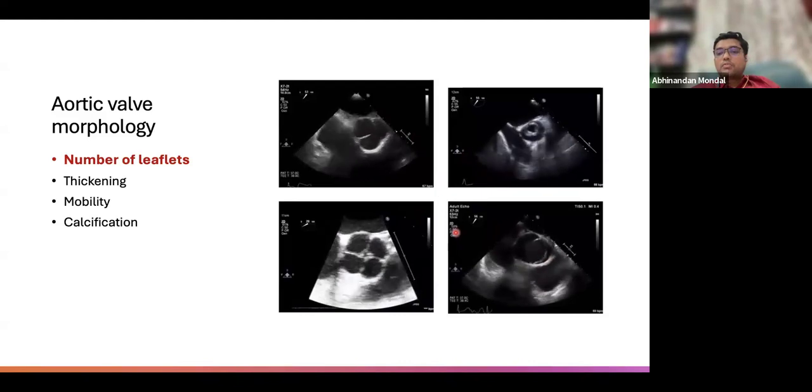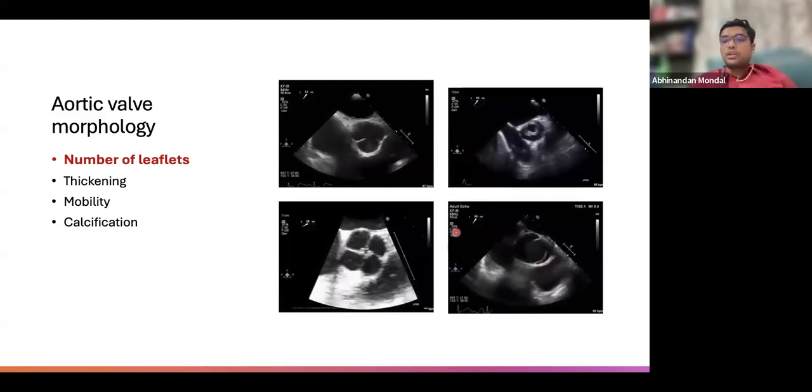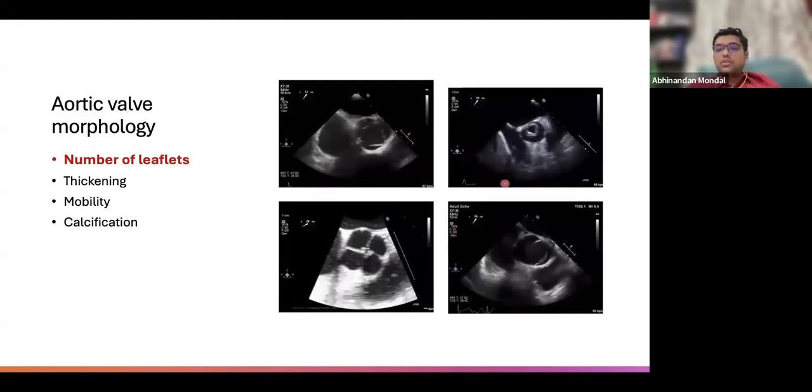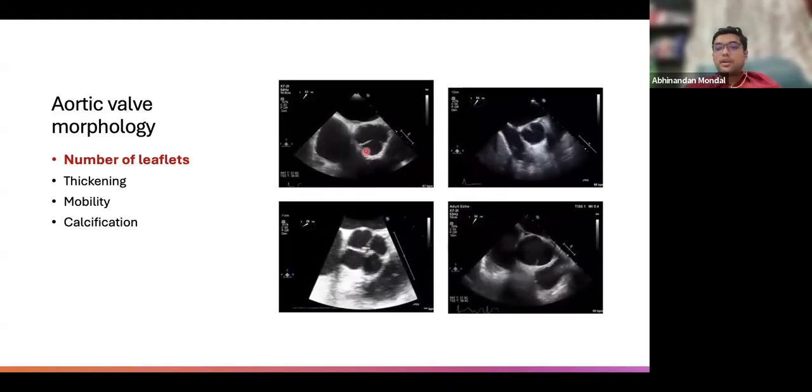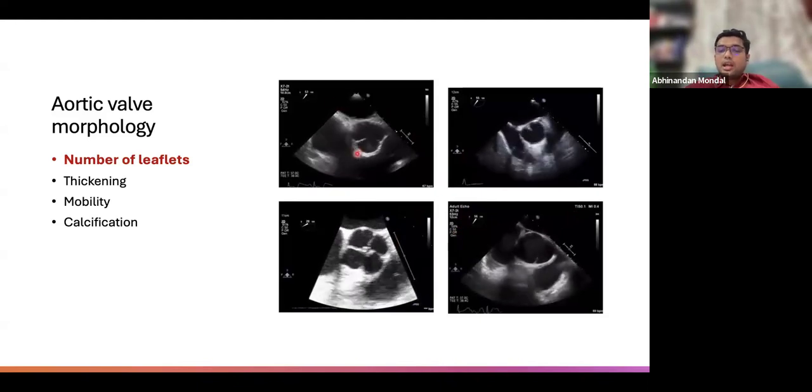Not only the cusps, we have to examine whether the patient's valve has a raphe or not. Always remember there is a basic difference between your raphe and your commissure. So this is your true commissure. A true commissure always reaches up to the edge and also reaches up to the margin of your aortic valve. But a raphe does not.